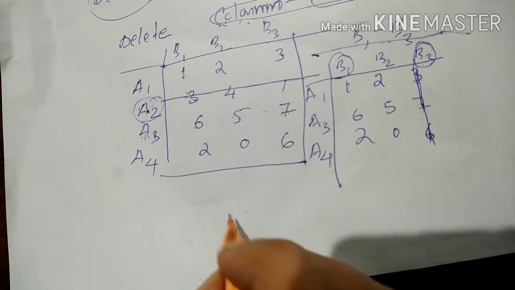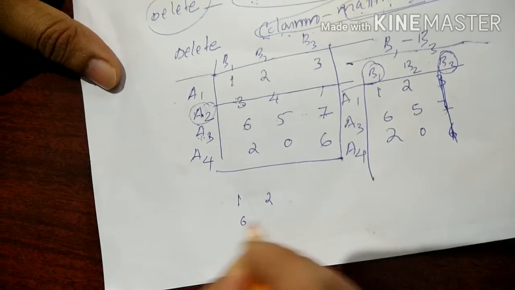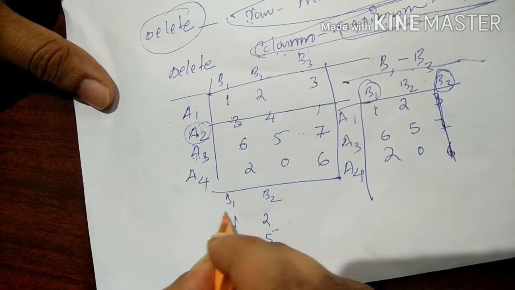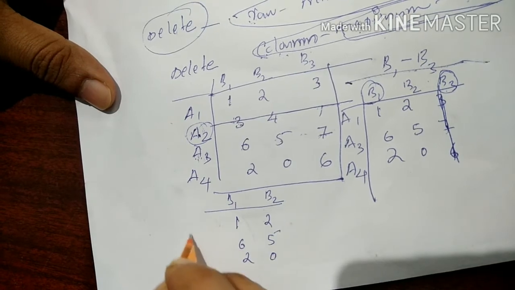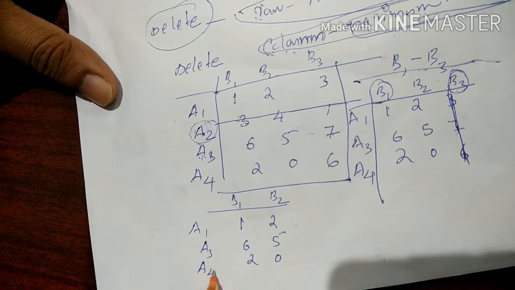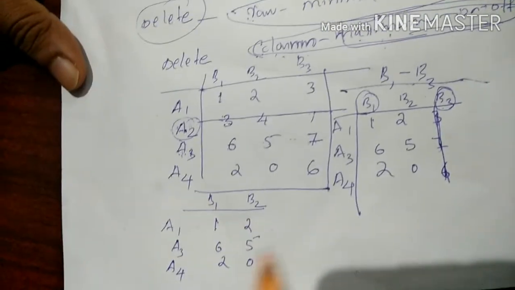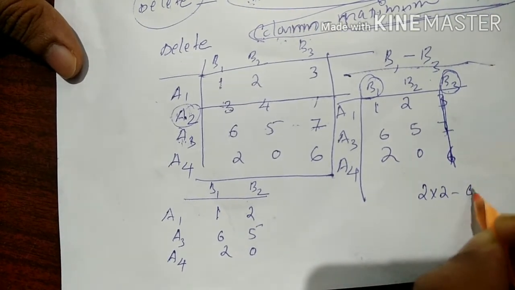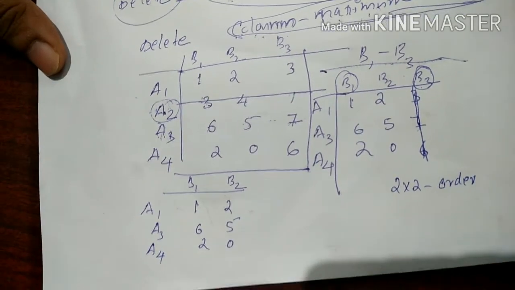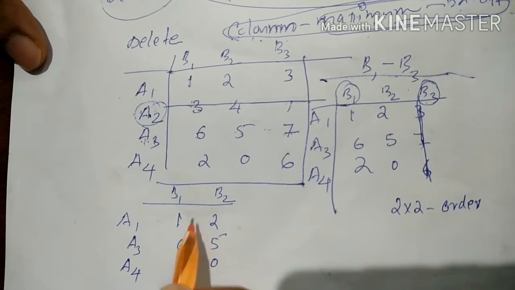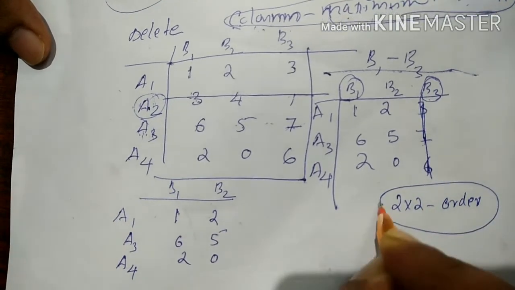So next revised matrix is 1, 2, 1, 2, 6, 5, 2, 0. That is B1, B2, then A1, A3 and A4. So നമുക്കറിയാം ഡോമിനൻസ് മെത്തേഡ് നമ്മൾ ചെയ്യുന്നത് 2 × 2 ഓർഡർ മെട്രിക്സിലോട്ട് കൺവേർട്ട് ചെയ്യാൻ വേണ്ടിയിട്ടാണ്. സോ നമുക്ക് ഇതിലേതെങ്കിലും ഒരു റോ ഡിലീറ്റ് ചെയ്താൽ ദിസ് മെട്രിക്സ് വിൽ ബി ഇൻ ദ ഫോം ഓഫ് 2 × 2 ഓർഡർ.